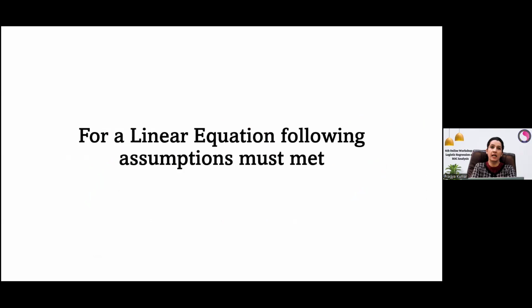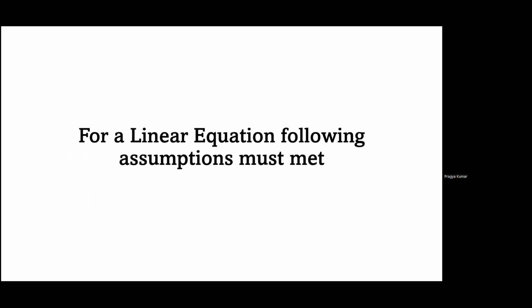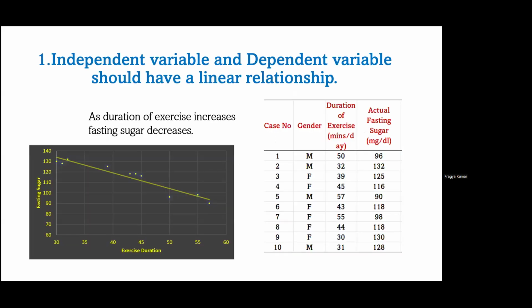Till now we have discussed the linear equation. What are the assumptions which should be met? We are building the concept of linear regression. Now I will tell you the assumptions and then how to move from linear to logistic regression. For a linear equation, whenever you have y is equal to a plus bx, the following should be met. We call it a linear relationship: the independent variable and the dependent variable should have a linear relationship.